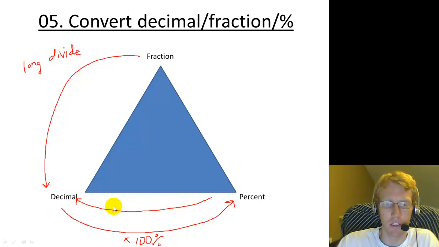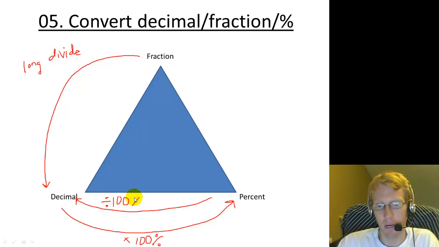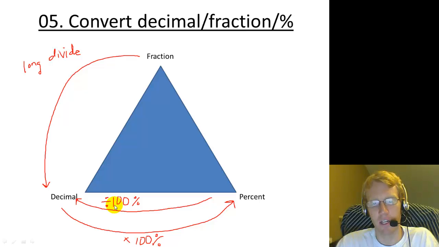If you have a percent and you want to go back to a decimal, you just do the opposite. You divide the number by 100 and you get rid of the percent. So you divide by 100%. So you're always going to be doing the opposite to go back and forth. The opposite of multiplying by 100% would be dividing by 100%.